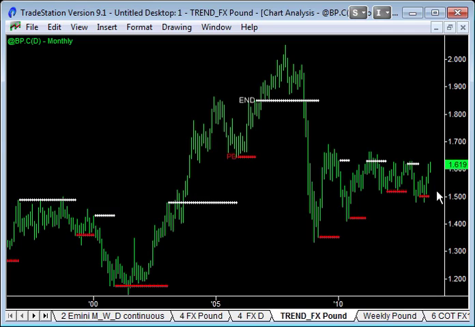Now, I've got two responses to that. First of all, out of congestion you get trend breaks. So markets move between congestion and expansion.